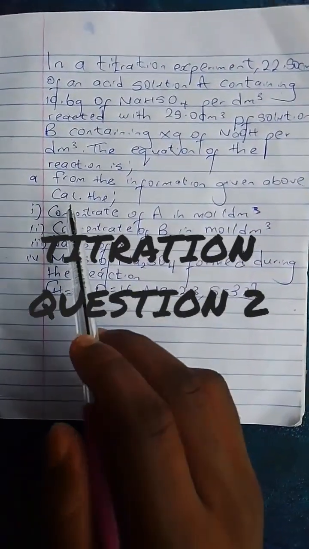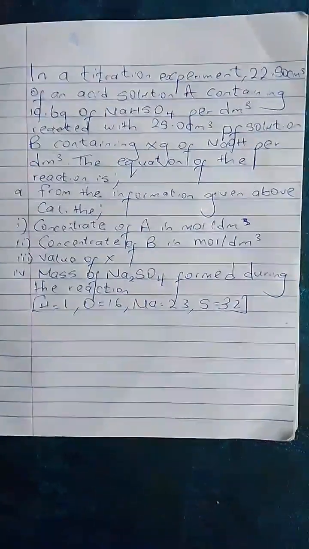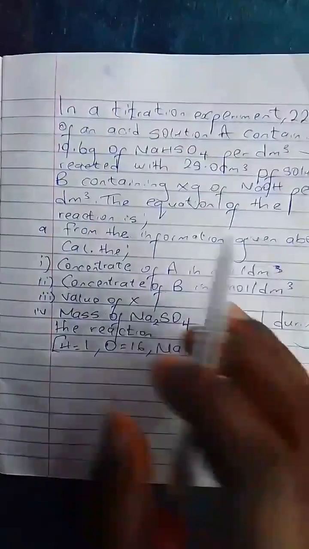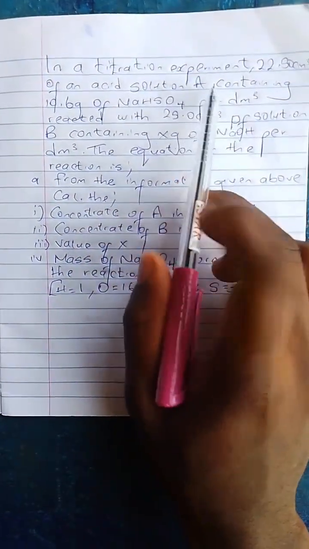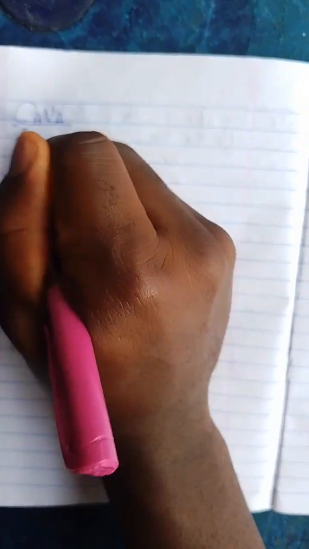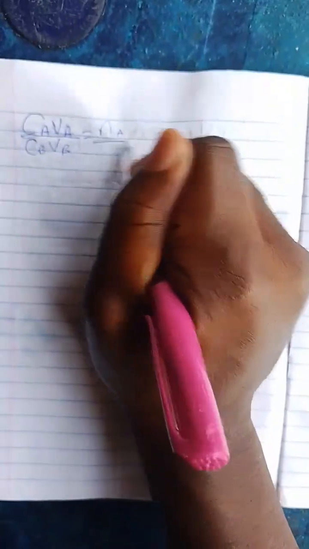In my previous video, I solved for the concentration of A in mole per dm cube. So in part 2, we'll be solving for the concentration of B in mole per dm cube. Now let's quickly solve this. If you watched my previous video, I used molar concentration equals mass concentration over molar mass because of the information we had on the concentration of A. But for B, we are going to be using the concentration formula, which is CA VA over CB VB equals NA over NB.